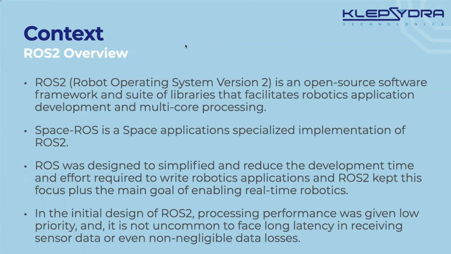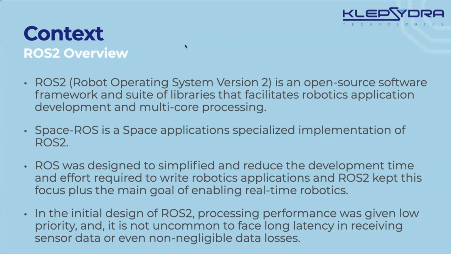So what is ROS2? ROS2 is the second version of the Robot Operating System, which is an open source framework and a set of libraries that was mainly aimed at facilitating robotic application development, especially in multi-core environments. Moreover, recently there has been the development of the so-called Space ROS, which is a variation of ROS2 oriented to space applications, radiation-hardened computers, etc.